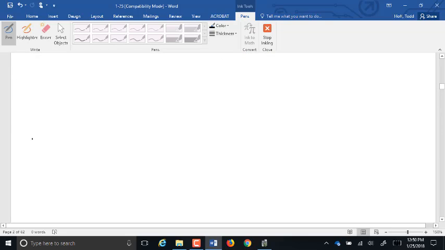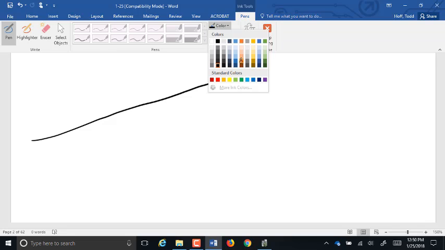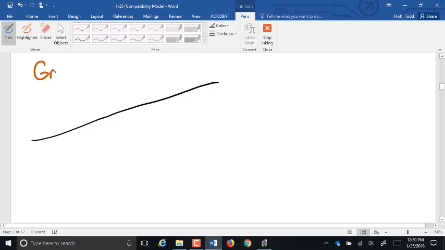Other ratios. We'll talk about this one a little bit more when we talk about percents. We're going to talk about grade.